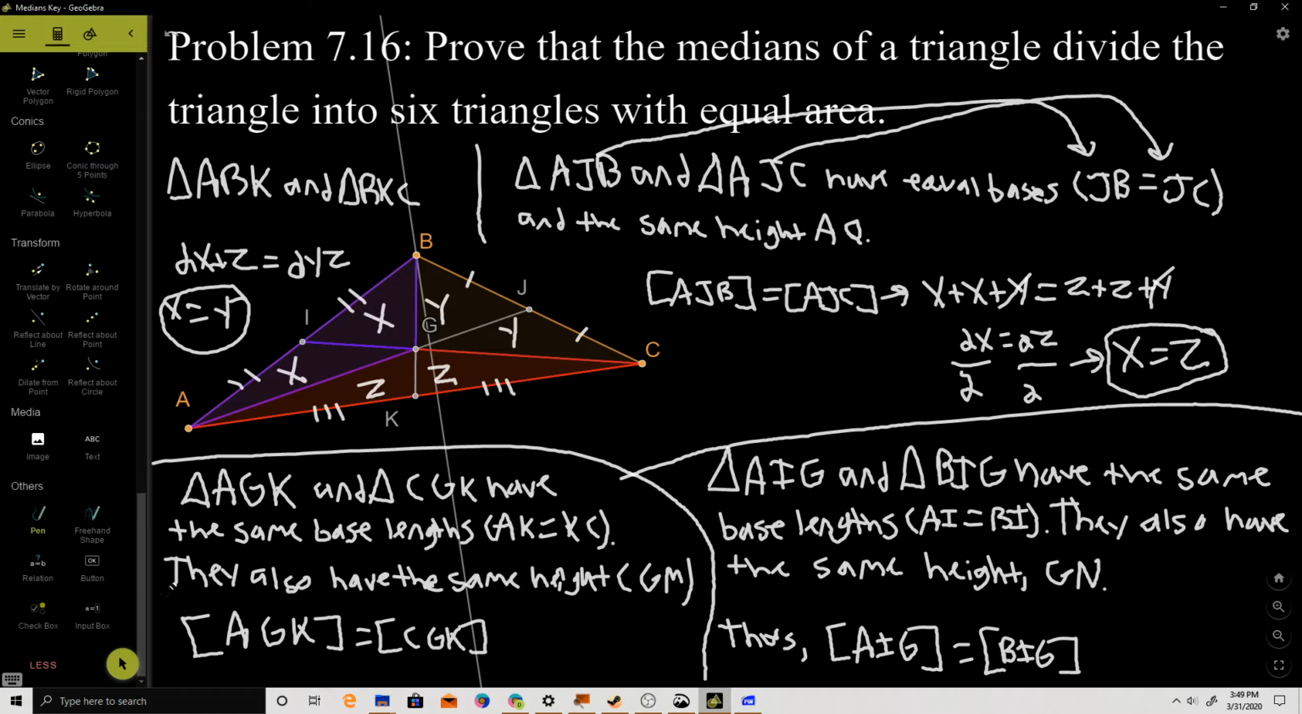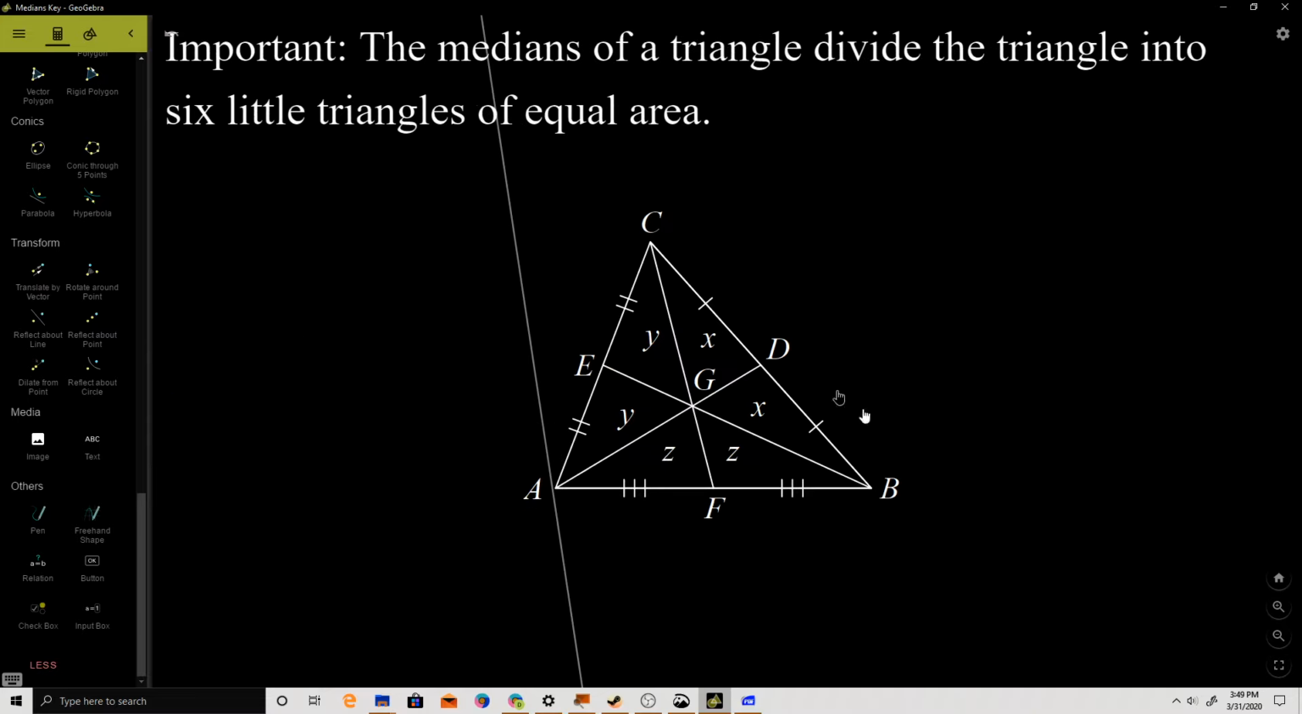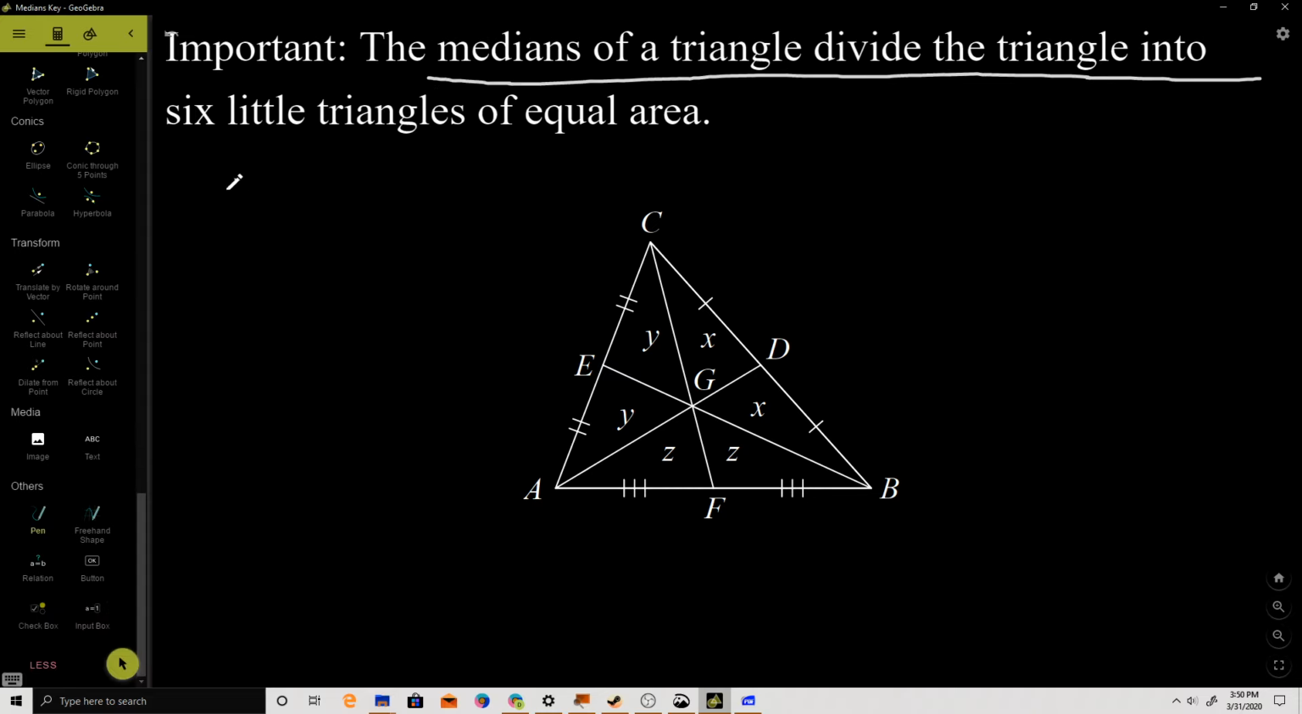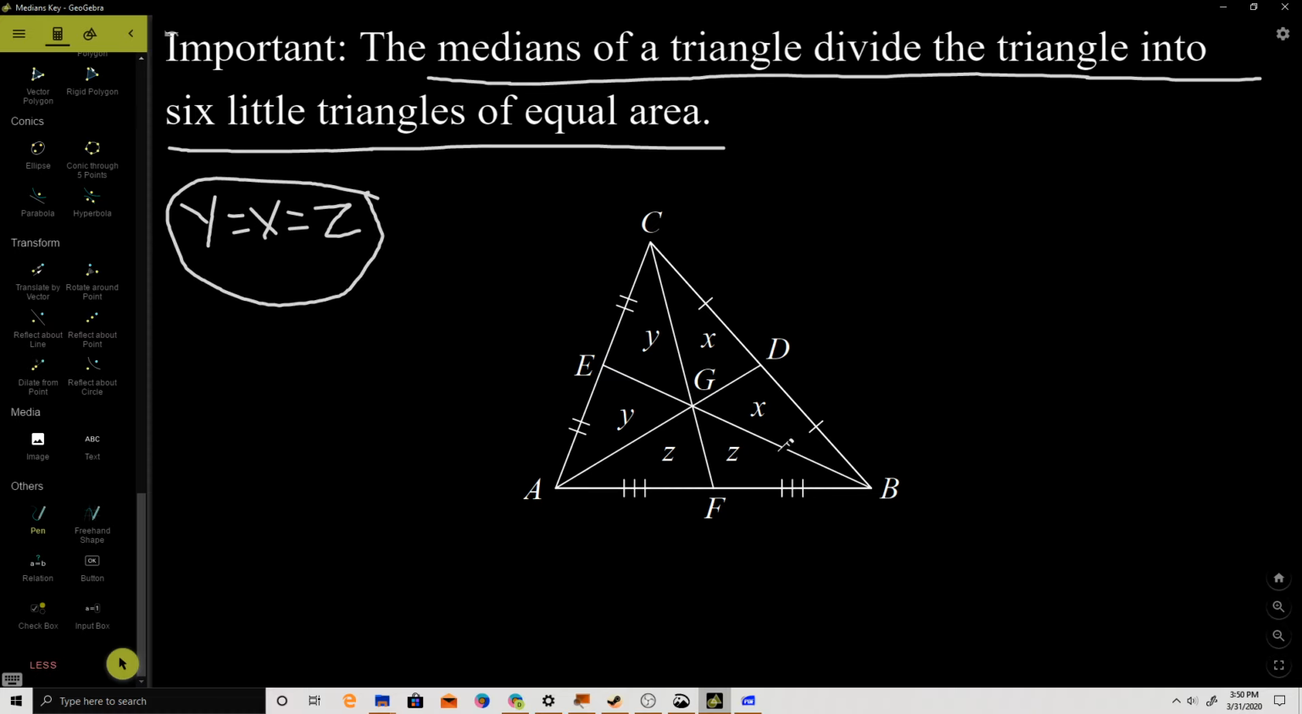Now, huge proof, very deep, but it's very important because it establishes that now we have this important property: the medians of a triangle divide the triangle into 6 triangles of equal area, where we know that Y is equal to X is equal to Z. So each of these triangles have the same exact area, and in some future problems I can show you exactly why that is so useful.